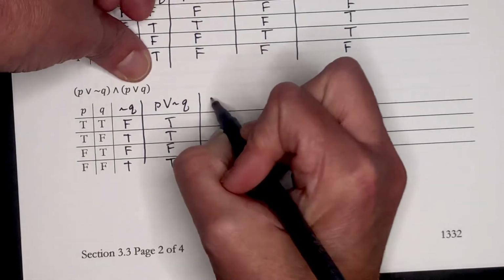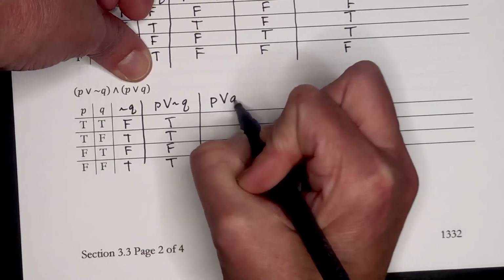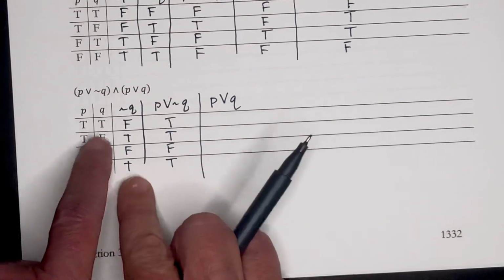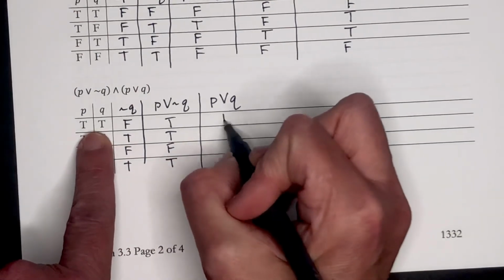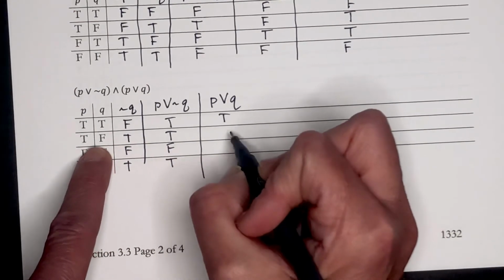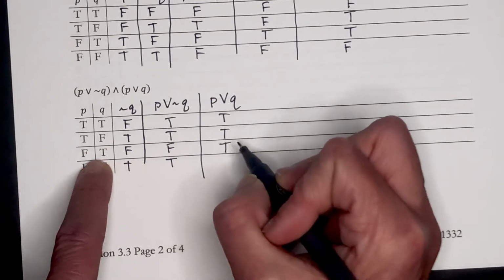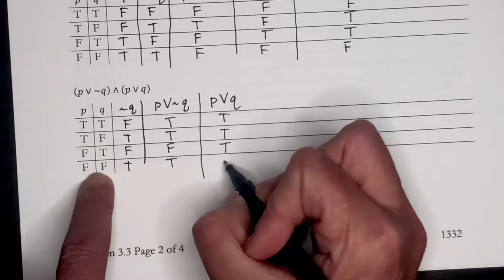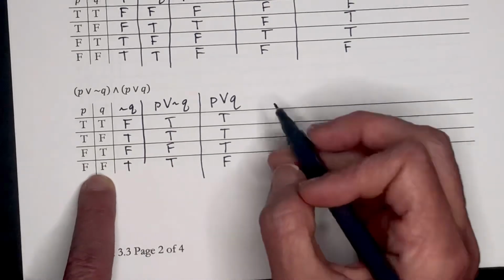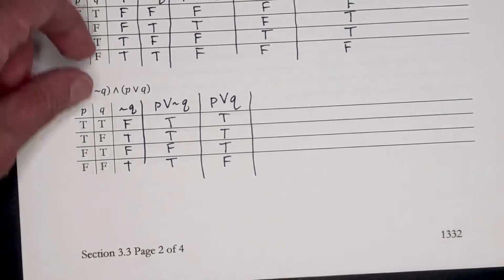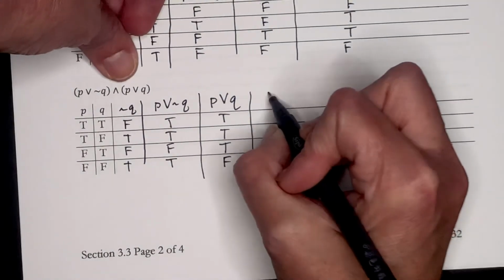Now for this one. So P or Q, so these two columns. True or true is true. True or false is true. False or true is true. False or false is false. So now we have each set of parentheses done. Now we just need to and them.